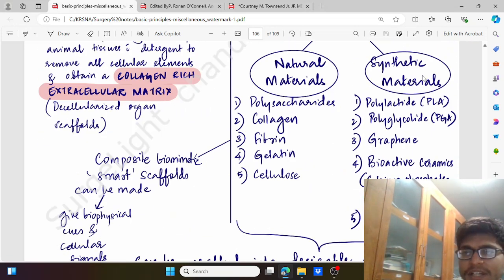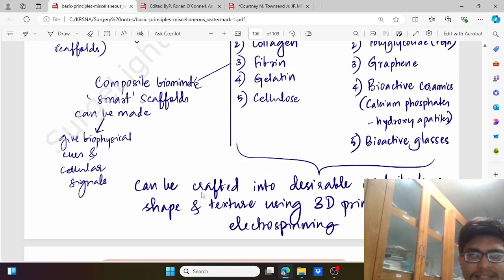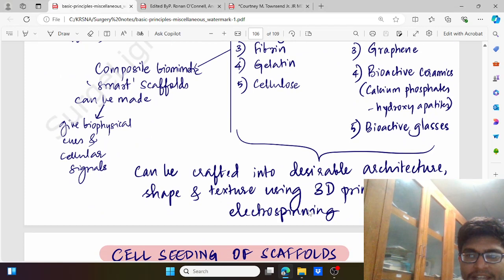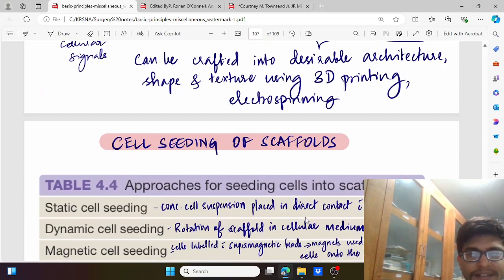Then we have the synthetic materials, which contain polylactide, that is PLA, polyglycolide, that is PGA, graphene, bioactive ceramics, calcium phosphate, hydroxyapatite, bioactive glasses, and these can be crafted into desirable architecture, shape and texture using 3D printing and electrospinning. We'll have a discussion on these separately, but this was all about scaffolds.